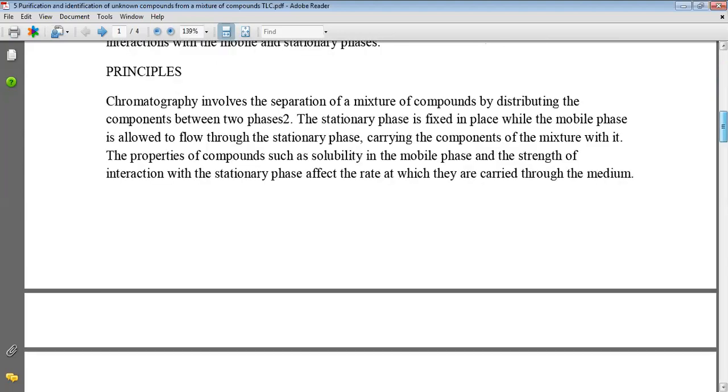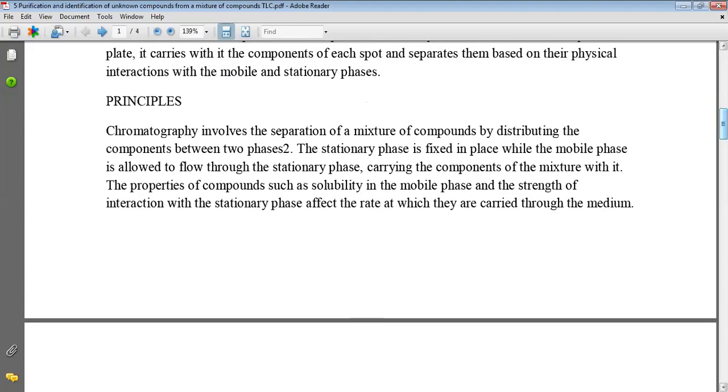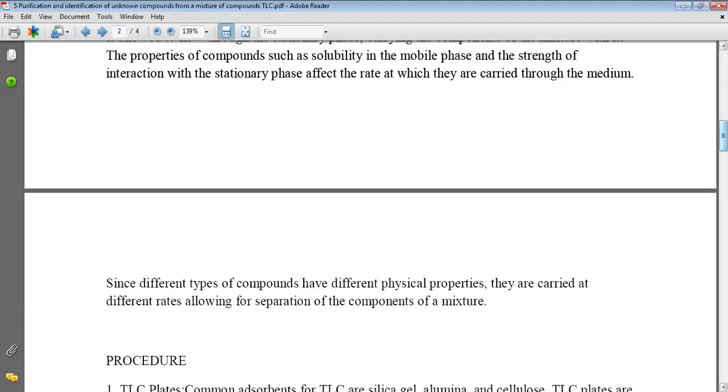The principle of TLC is that chromatography involves the separation of compounds, as we have discussed previously. There are two kinds of phase, the stationary phase and the mobile phase. The stationary phase affects the rate at which compounds are carried up the medium. Since different compounds have different physical properties, they are carried up at different rates, allowing separation of the compounds in the mixture.